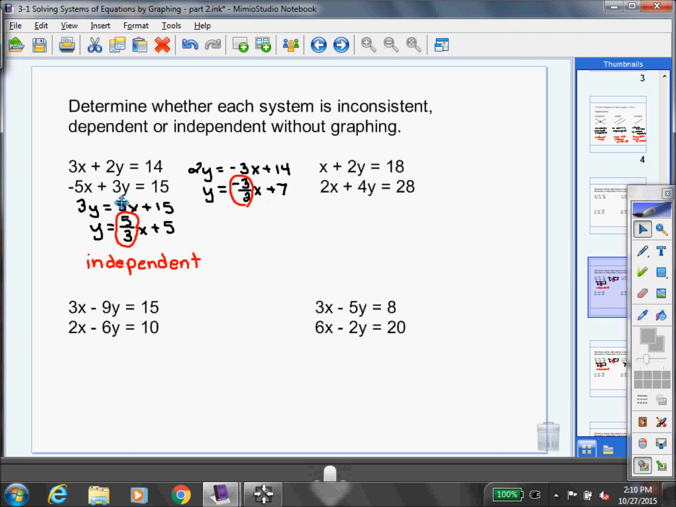Okay, you guys should be about done the first one by now. What we notice is that our slope here is negative 3/2. It's different than this slope, which is 5/3. They may or may not be negative reciprocals. These don't happen to be. As long as they're different, we have independent. So that's our first one. Go ahead and work on the second one.